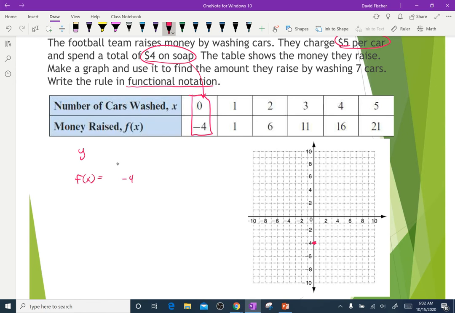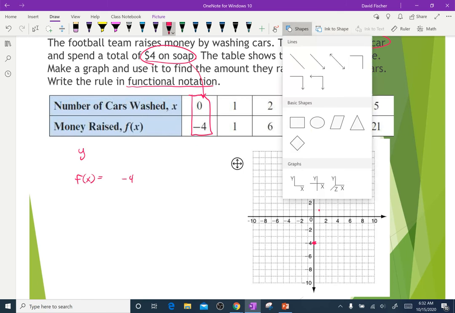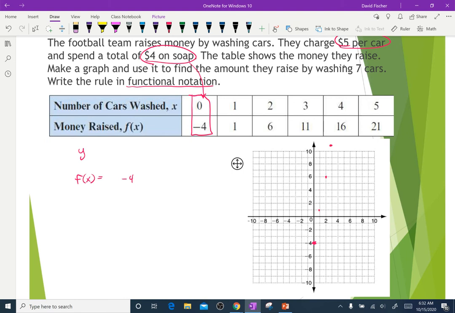Now let's continue on. 1, 1, 2, 6, 6 is right there. 3, 11. Now you see I'm getting off my graph paper. I can kind of guesstimate probably where 11 would be right there. And man, I really can't see my paper here. But this would be where you would need a ruler. And I think I was under shapes. Yeah. So let's see if I can draw my line here. It would look something like that.